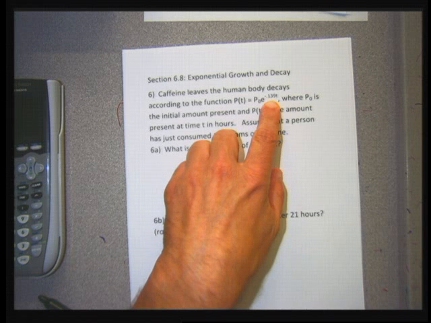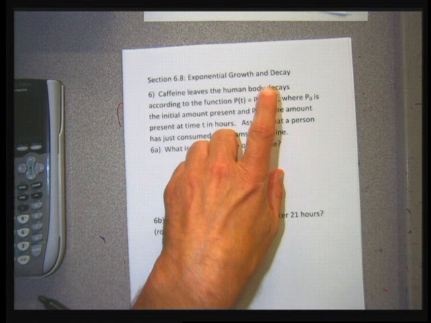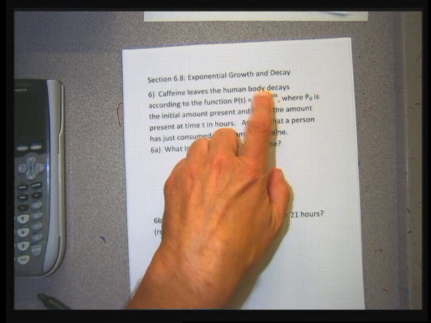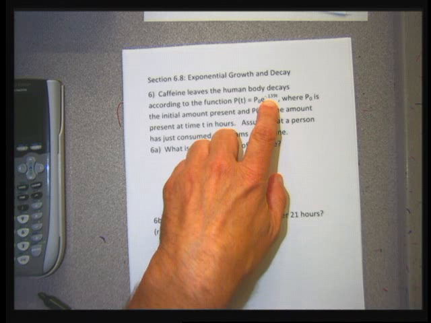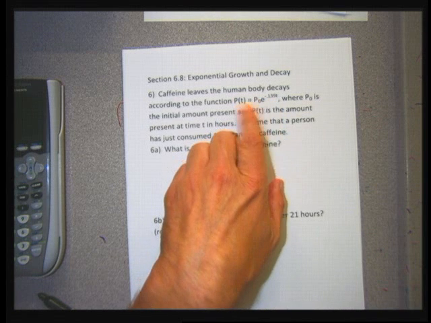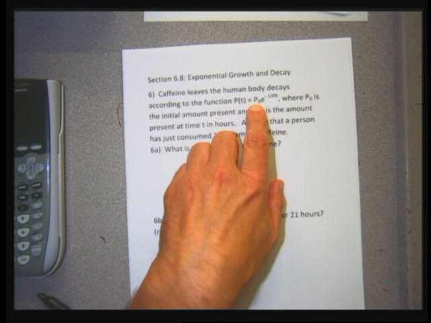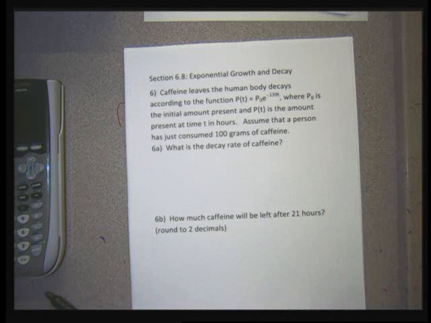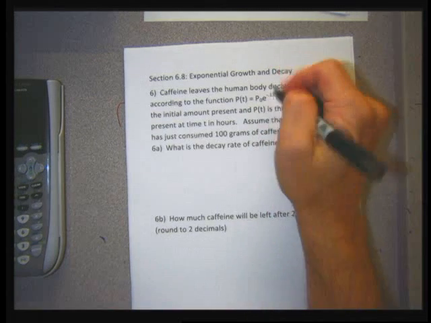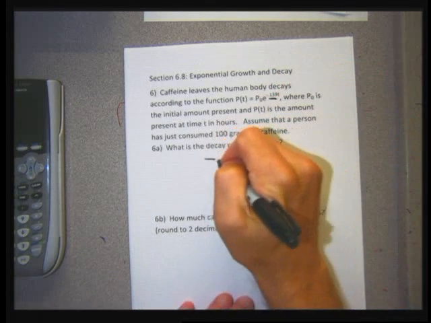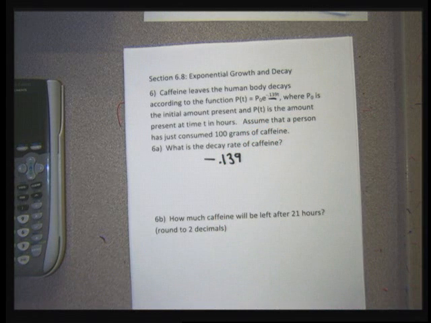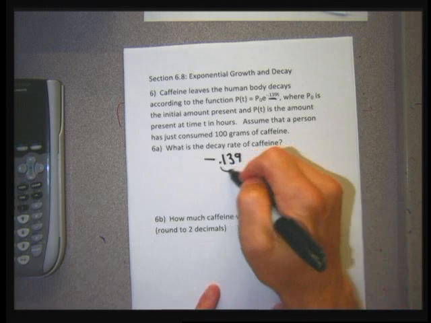And the number in the exponent, the negative 0.139, once you consume caffeine, your body starts using it up, and it's decaying. The amount of caffeine in your body is going lower unless you consume more. So this formula can tell me, if you give me how much caffeine you've consumed and you give me the amount of time, I can tell you how much caffeine is left in your body. So in this particular problem, it says, what is the decay rate for caffeine? Well, the decay rate, or the rate of change, is this negative 0.139.